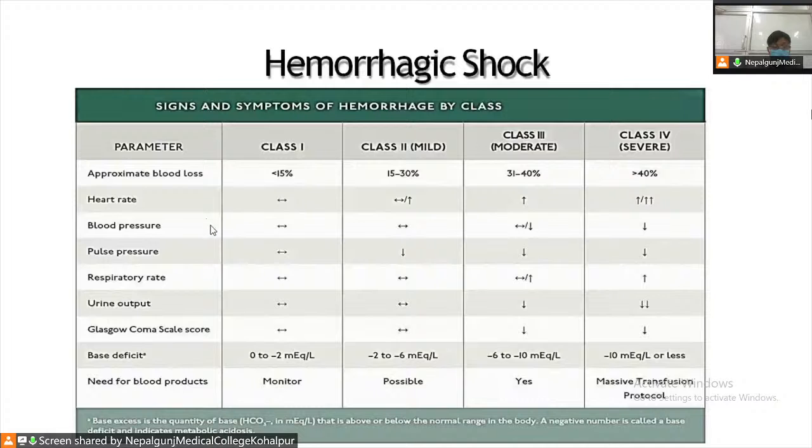Now, the parameters that change in hemorrhage are heart rate, blood pressure, pulse pressure, respiratory rate, urinary output, and Glasgow Coma Scale. This suggests there is no change in class 1, but there are some changes in class 2, such that heart rate is normal or increased, but almost all are normal except there is a decrease in pulse pressure. But in the moderate case, there is an increase in heart rate. At the same time, there is a decrease in pulse pressure and urinary output, and the patient becomes stuporous. After that, in class 4, there is a high pulse rate, and this is the best tip sheet that is seen more in severe shock.